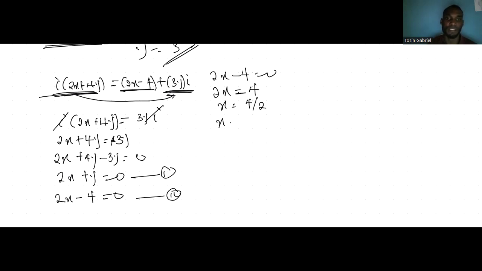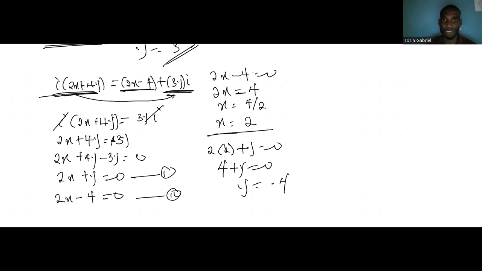Then if you have x equals 2, you simply put 2 here. So it's going to be 2 into 2 plus y equal to 0. 2 times 2, you have 4 plus y equal to 0. Then your y is equal to minus 4. So you are putting 2 in this equation, 2x plus y equal to 0. That's why this is where you are putting your 2, because from here, your x is equal to 2.